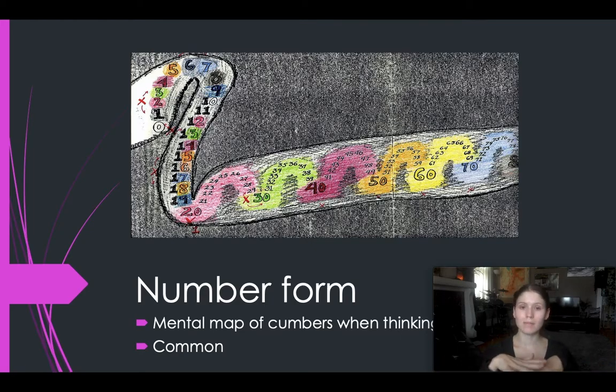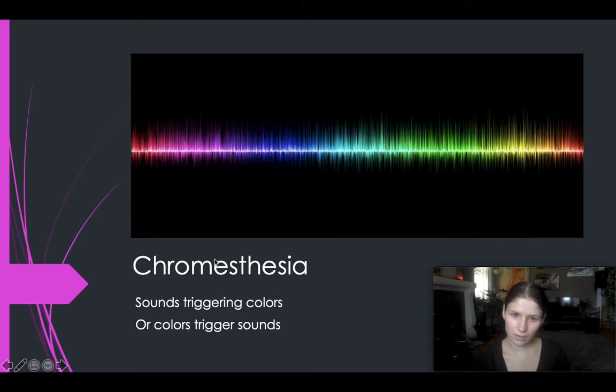So number forms. Number forms is basically a mental map of numbers. So you associate numbers with a very specific place on that map, as you see here. And this is also a very common form of synesthesia as well.